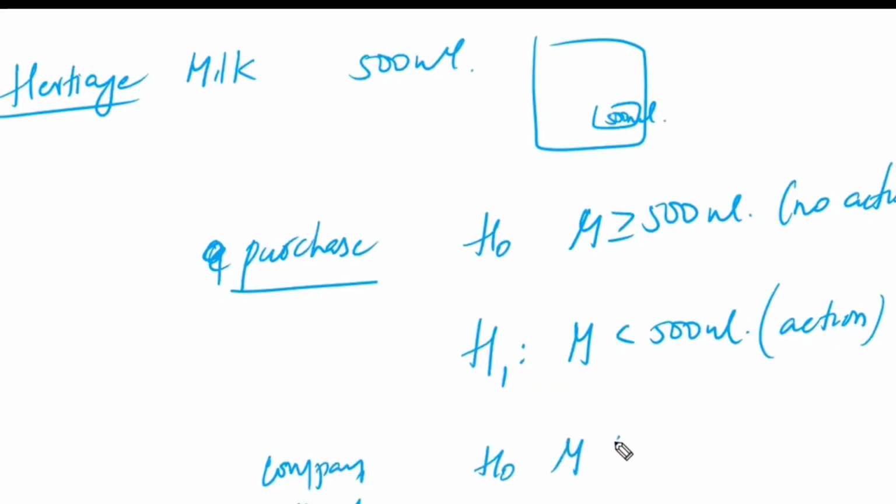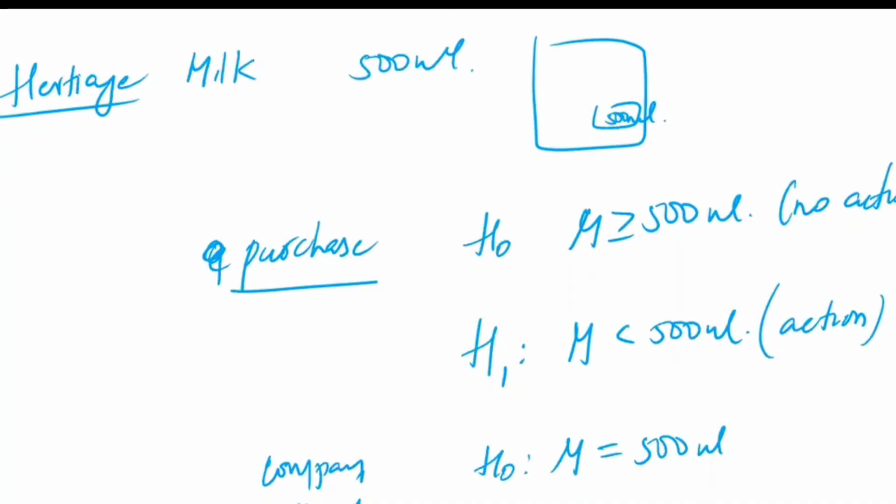If mu is less than or equal to 500 ml, what happens? The quality inspector, whenever they inspect, will close the company. If they give more, that is a loss for the company. They require exactly 500 ml. If it is less, it is a problem for him. If it is more, it is also a problem for him.